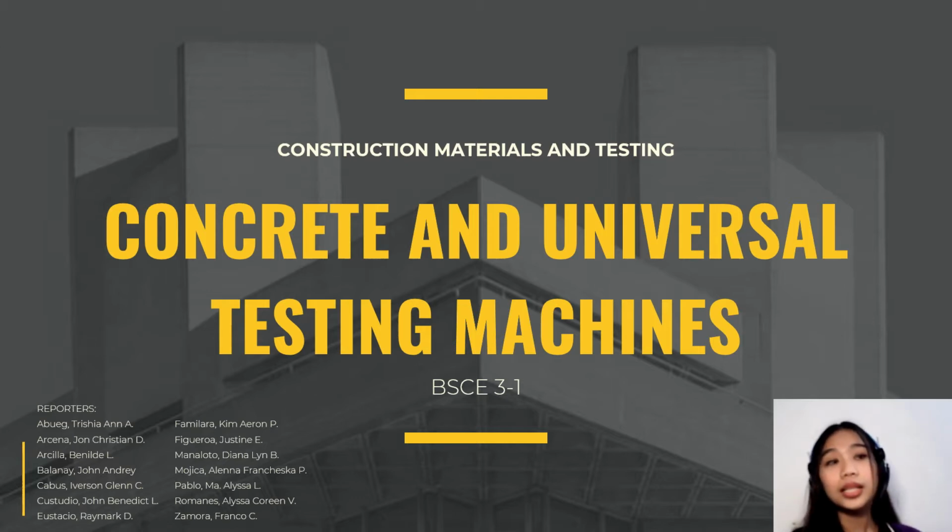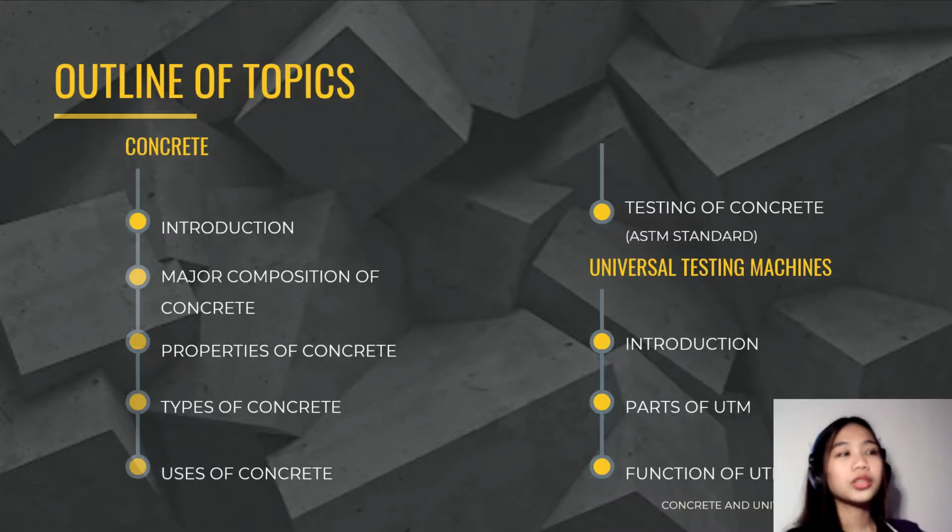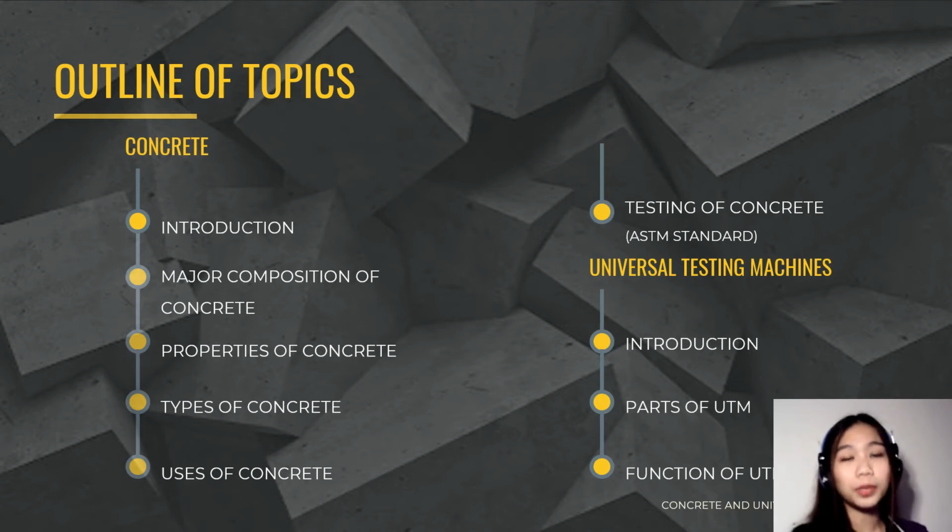Today, we are going to discuss the concrete and universal testing machine under construction materials and testing. So the following is the outline of topics. Under concrete, we have 6 parts. First is the introduction, which is composed of its definition and history. Next is the major composition of concrete. Next are the properties, types, uses, and testing of concrete under ASTM standard.